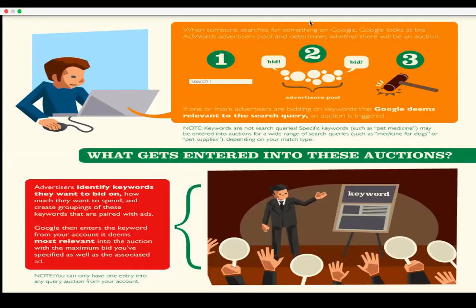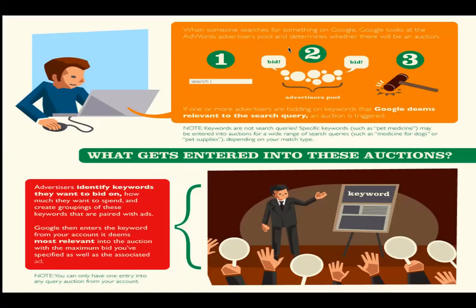Advertisers identify keywords they want to bid on, and how much they want to spend. You have to know how much you want to spend and create groupings of these keywords that appear with ads. Google then enters the keywords from your account that it deems most relevant into the auction, with the maximum bid you have specified as well as the associated ad.